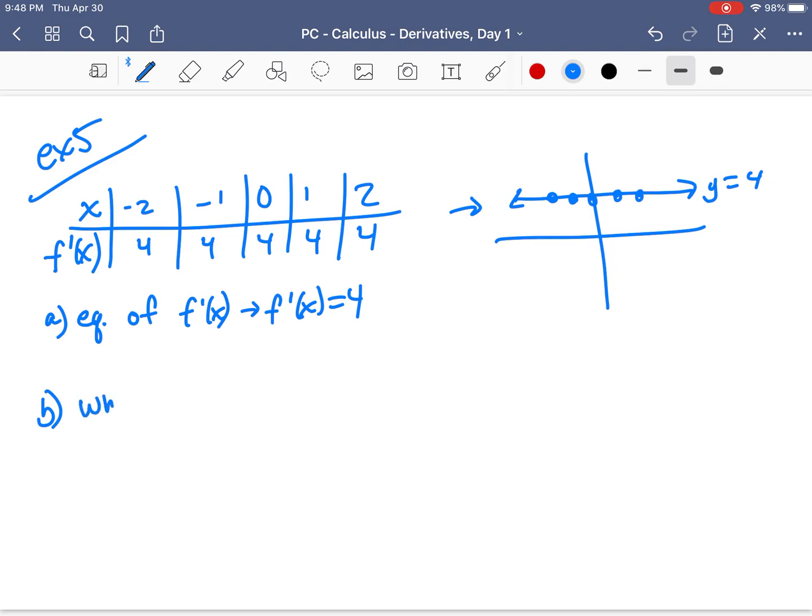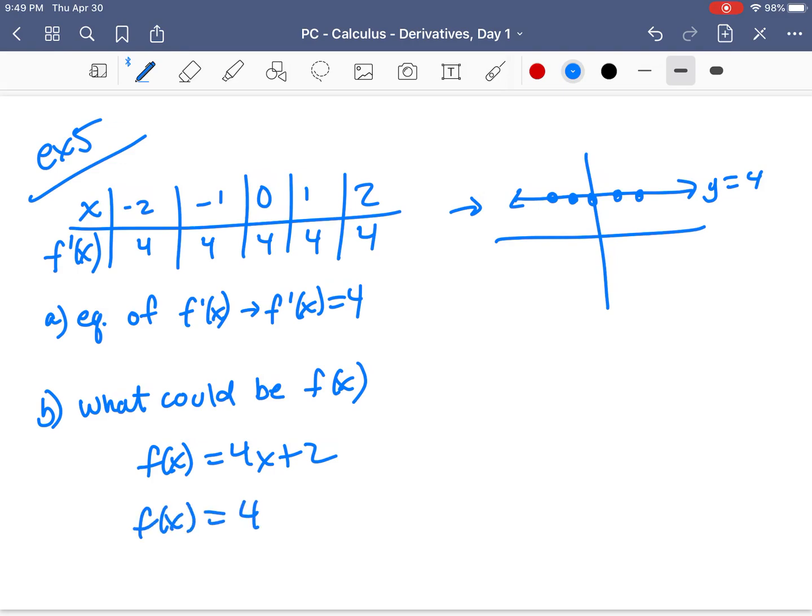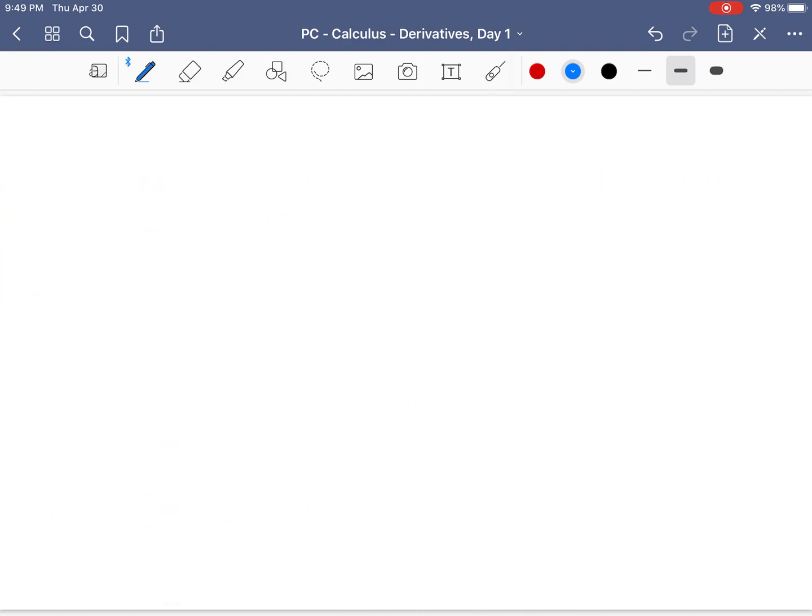So what could be f of x, the original problem? All I know about f of x is that it always has a slope of 4. Well, what kind of things always have slopes of 4? Those would be lines. So my original function could be something like 4x plus 2, or maybe my original function could be 4x minus 8. All I know about it is that the slope is always 4, and that would be a line where you have a slope sitting here of 4 somehow. Okay? All right, so another problem like that, but a little bit different.